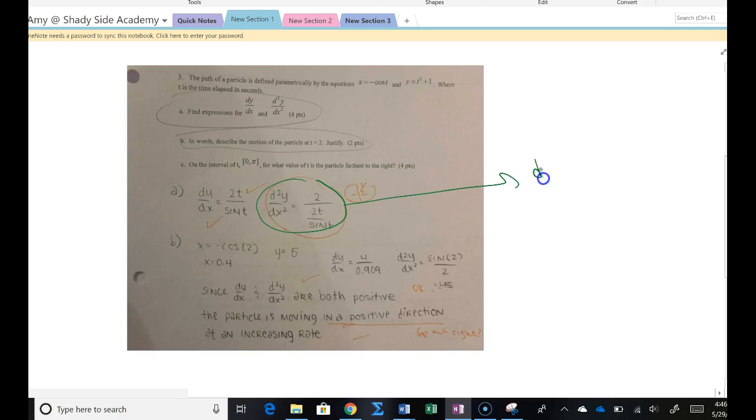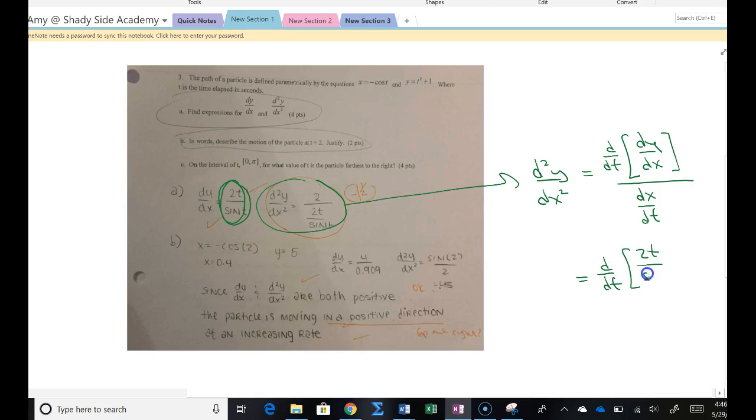Parametrically, this is what it is. d squared y by dx squared in the world of parametrically defined curves is going to be the derivative with respect to t of the dy/dx you found, all divided by dx/dt. So what that means is d squared y by dx squared is going to equal d by dt of this right here, 2t over sine t, all divided by dx/dt. And dx/dt is going to equal sine t.